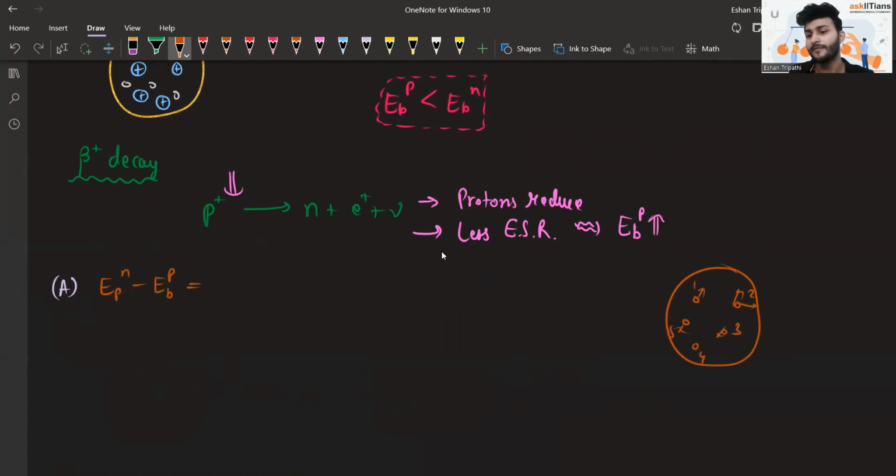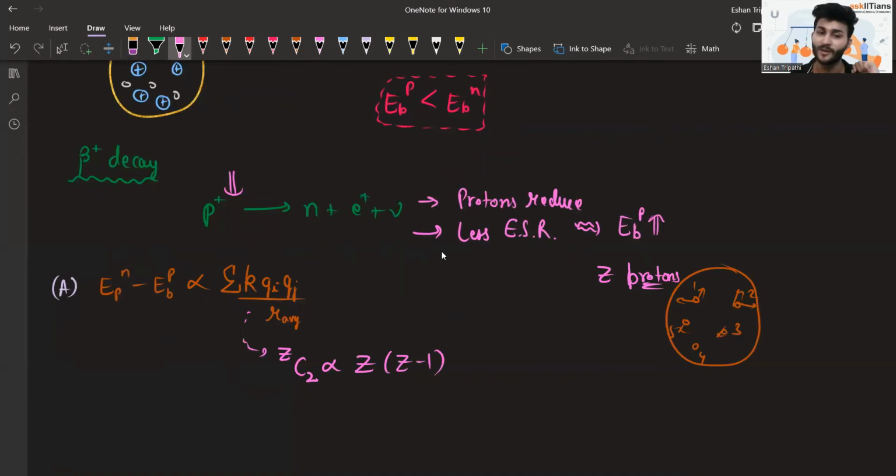So can you imagine, pairwise, if we consider, I don't know what exactly the relation is, but I know it is definitely proportional to k Qi Qj divided by R, the average distance between them. It's given it's uniformly distributed, so average radius. So the average energy for each pair will be the same. But how many times does it get multiplied? It is going to get multiplied ZC2 number of times, because if there are Z number of protons, out of those you have to pick pairs of 2. So this will come out to be proportional to Z into Z minus 1, from permutation and combination. So from this, A comes out to be correct.